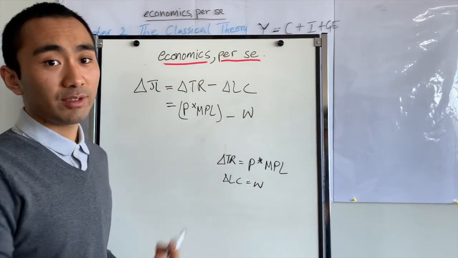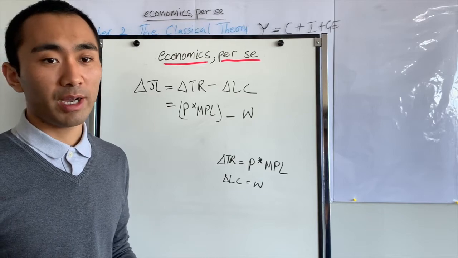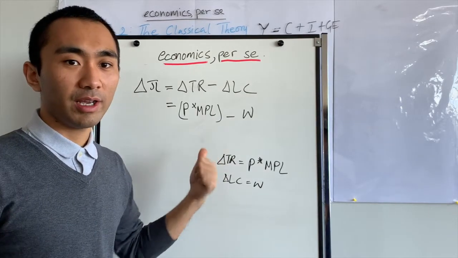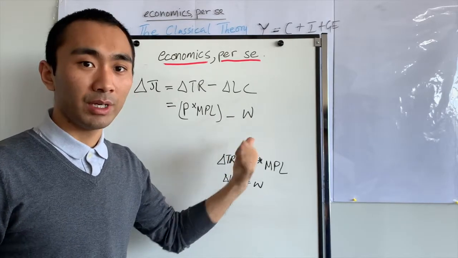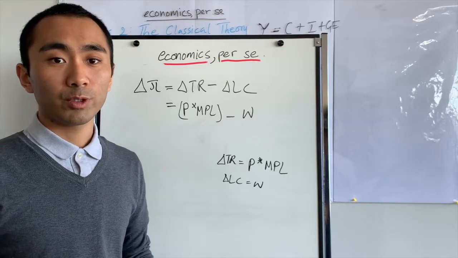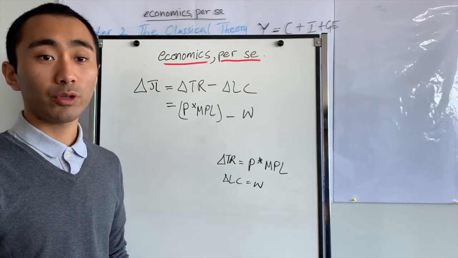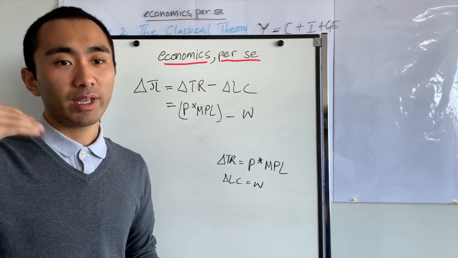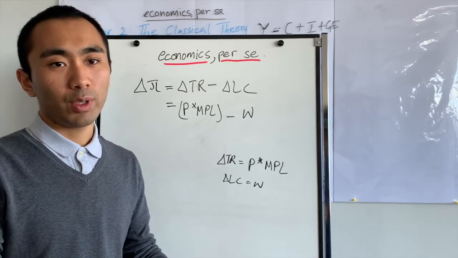So we can answer the question, how much labor should the firm hire? If the extra revenue, price times MPL, exceeds the wage, W, then an extra unit of labor increases profit. So the firm would continue to hire until the next unit of labor is no longer profitable, which means till the point where the extra revenue is equal to the wage.